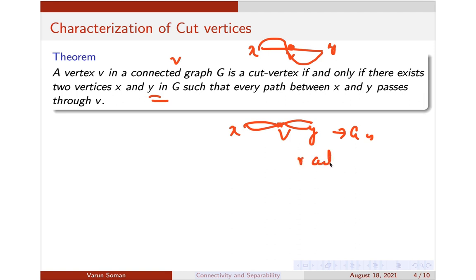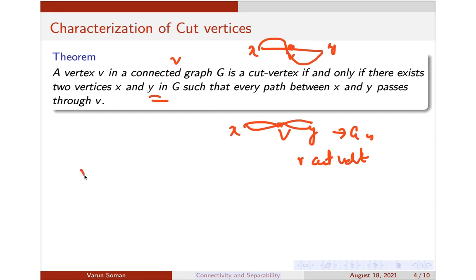So one way is very easy to prove. If you are assuming that there exist two vertices with this property, if I just delete the vertex V, what will happen? Automatically they will become disconnected. There will be no path between them. That means G will become disconnected once V is deleted. Hence this V will be a cut vertex. Okay, that's one idea. How will we prove the reverse process?